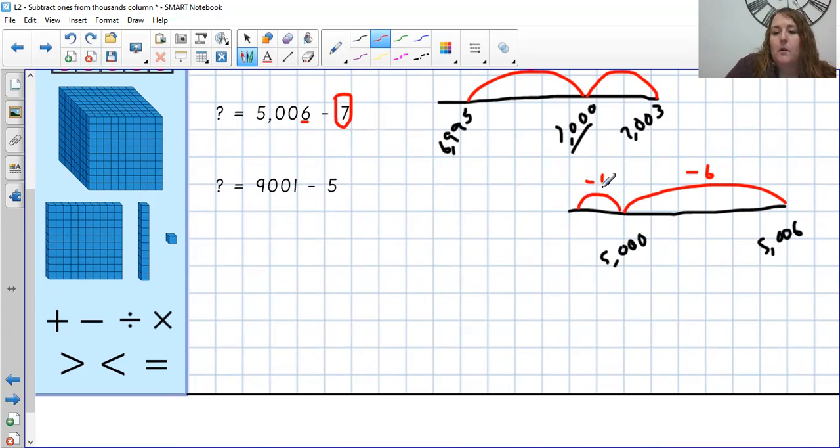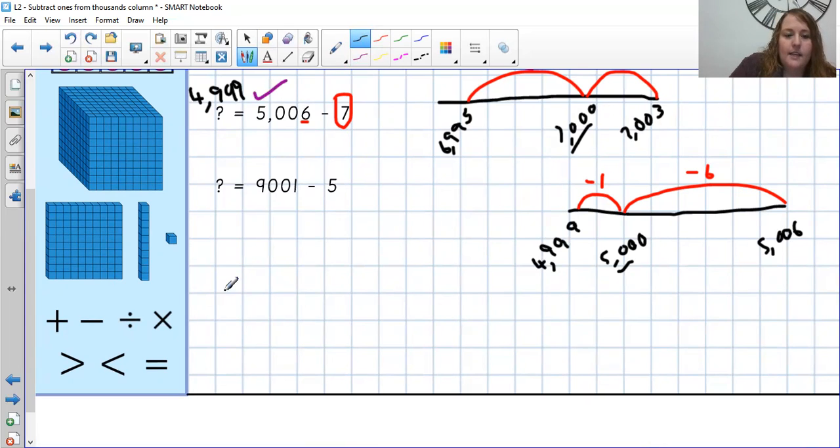just 1 more. So 5,000 using my number bonds would be 99, and then I had 50, but it needs to decrease by 1, so it would be 4,900. So 4,999 would be over here. If you got that one right, again, please give yourselves a tick.